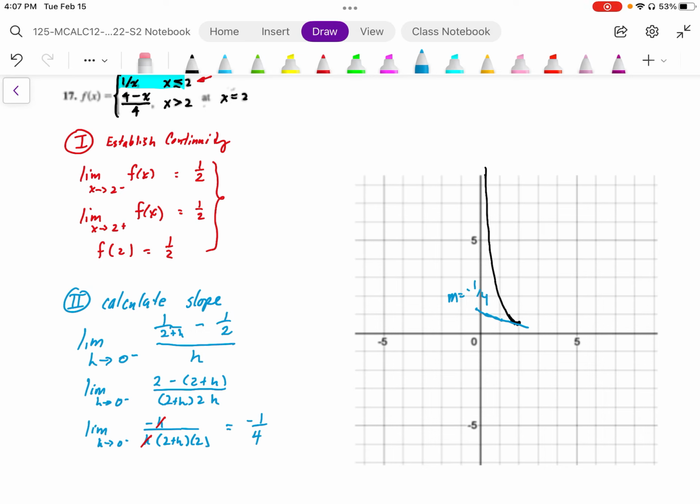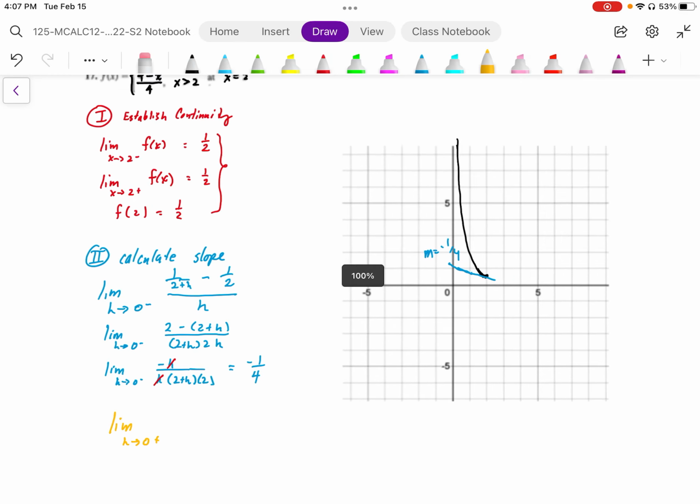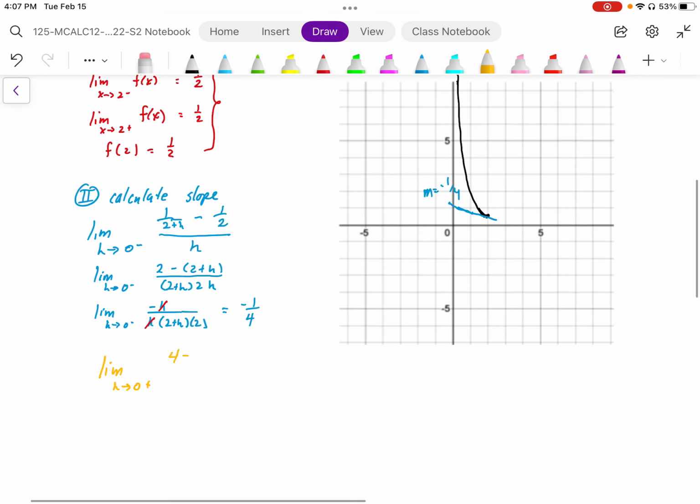So I'm going to see what's happening from the right-hand side. Let's choose a different color here. I'm going to calculate the limit as h approaches 0, but this time from the positive side, and I'm going to use that expression there. So it's going to be 4 minus x plus h over 4. It's not x, it's going to be 2, so that's 2 plus h. So my coordinate that I'm dealing with is 2, minus 1/2. That's going to be the y coordinate at 2. And that's all going to be over h.